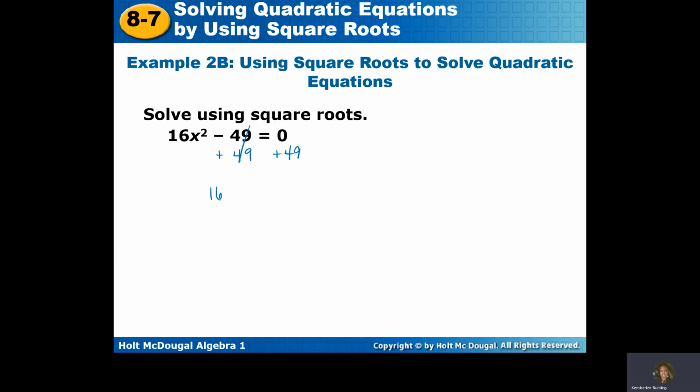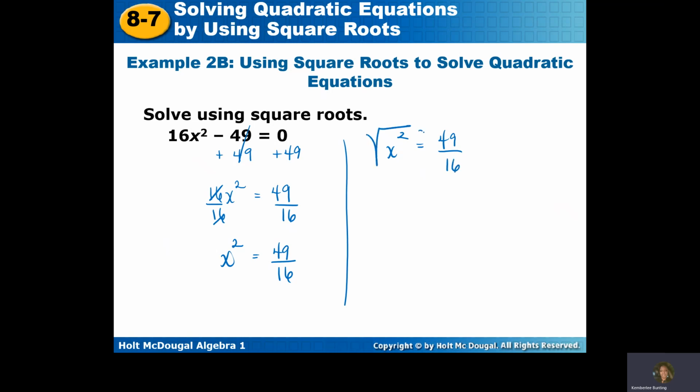And now I have 16x squared is equal to 49. Okay, great. Now, still, x squared has to be by itself, y'all, okay? I'm going to divide both sides by 16. And so now I have x squared equals 49 over 16. Oh, Lord, we have a fraction. So what? Now I'm going to take the square root. I'm going to rewrite it here. X squared equals 49 over 16.